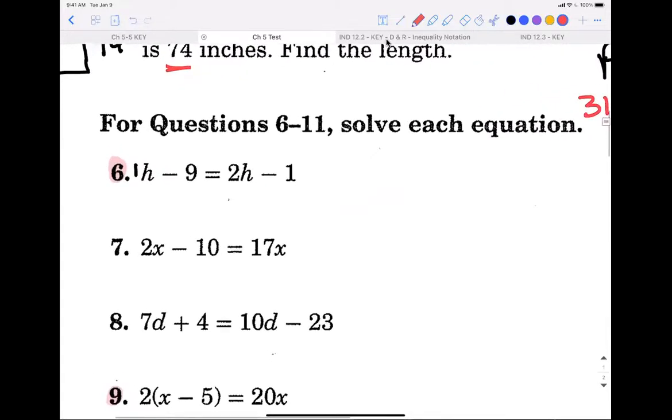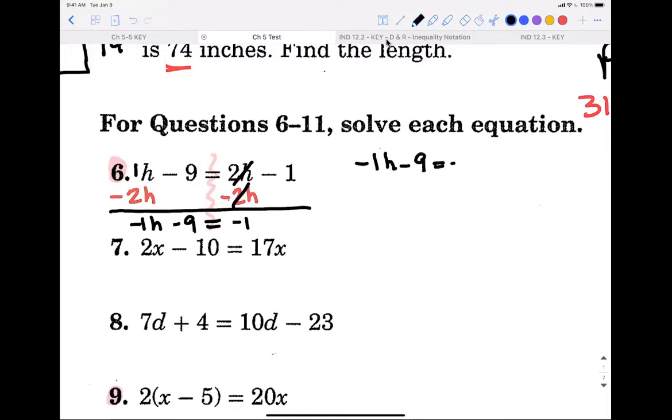All right, so number 6, I don't have any distribution to do because I don't have any parentheses. That's always the first step. Combining like terms, looking here, there's nothing to combine, so my wall comes into play here. I want to move all my H's to one side, and I want to move my numbers to the other. So if I subtract 2H and subtract 2H, I have a 1 behind that H because really it's there, it's just not written. 1 minus 2 is negative 1H minus 9 equals negative 1. The 2H and the 2H go away on the right. I'm going to write this over here just because I don't have enough room.